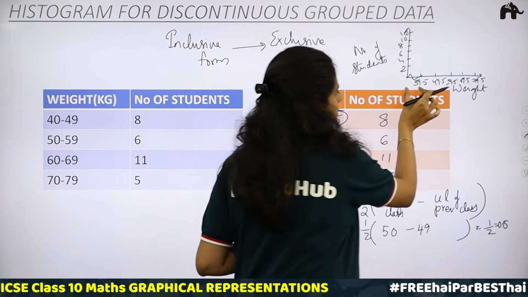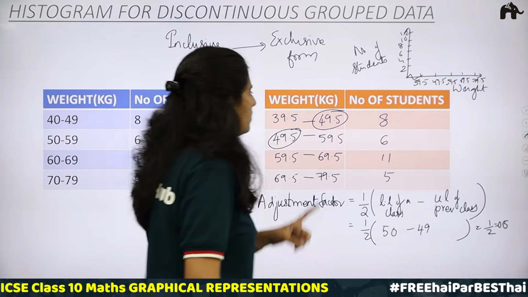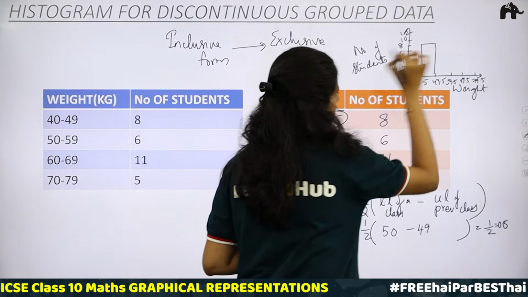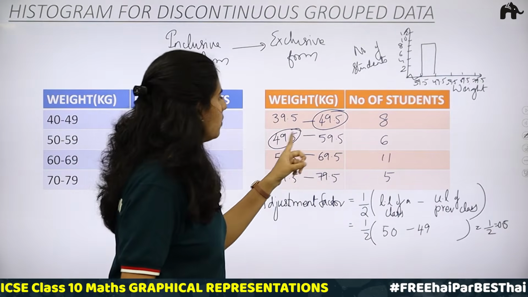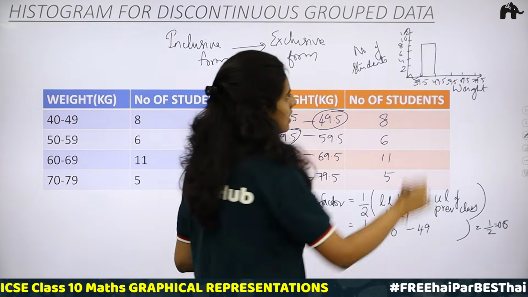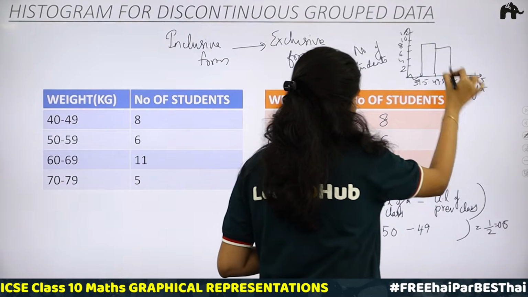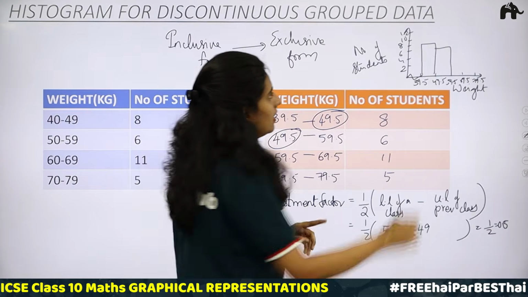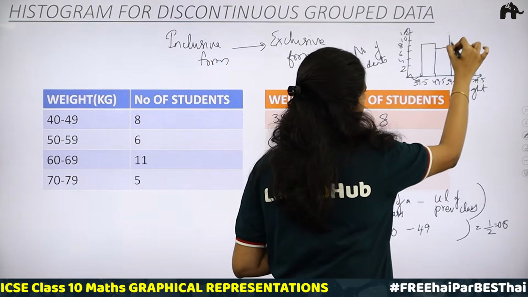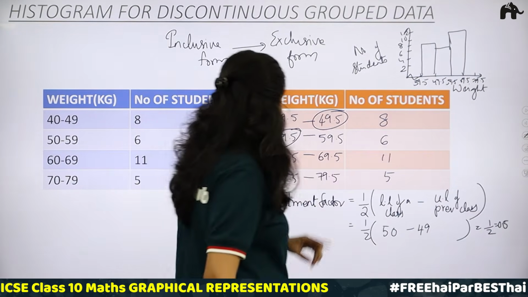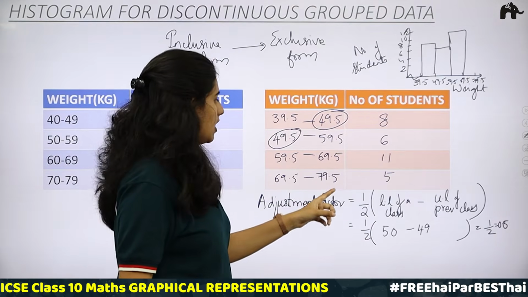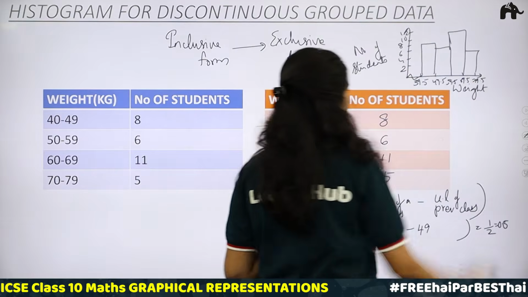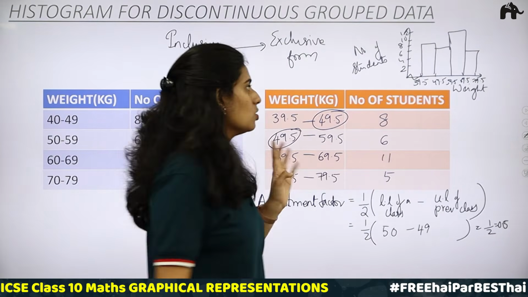Now, 39.5 to 49.5, we have 8. So here we have 8. This is how the rectangle looks. Then 49.5 to 59.5, it is 6. Here we have 6. 59.5 to 69.5, we have 11. Here we will have 11. 69.5 to 79.5, we have 5. Between 4 and 6, we will have 5. So this is how the histogram looks.